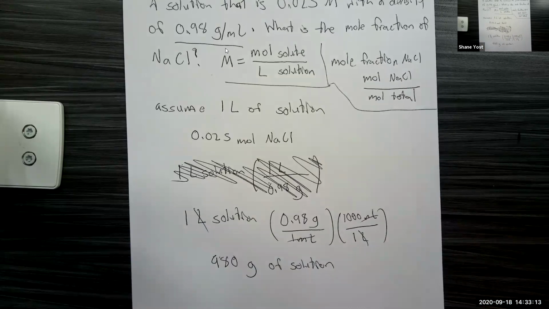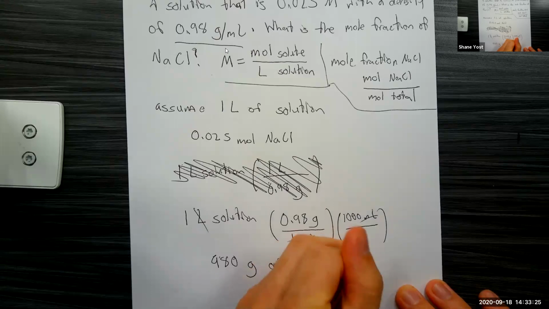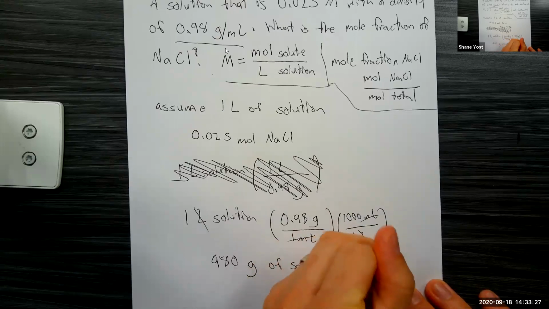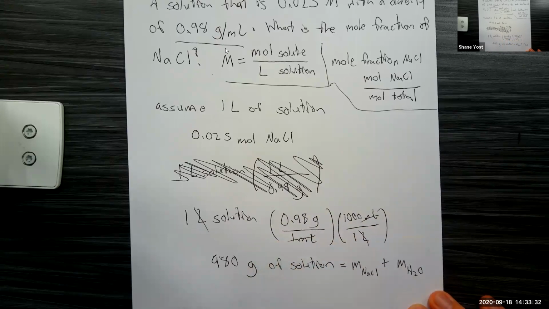And what's in my solution? In my solution is my solute and my solvent. So this 980 grams of solution is the mass of NaCl plus the mass of H2O. This is what we're looking for. We want to find the mass of water because that can give us the moles of water. But in order to get that, I need to find out what my mass of sodium chloride is.